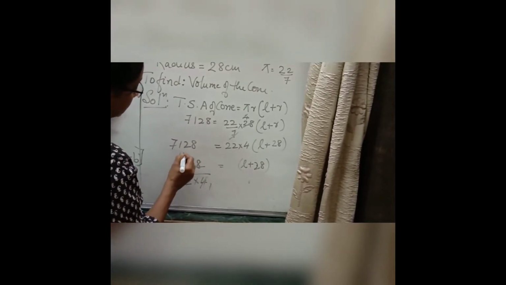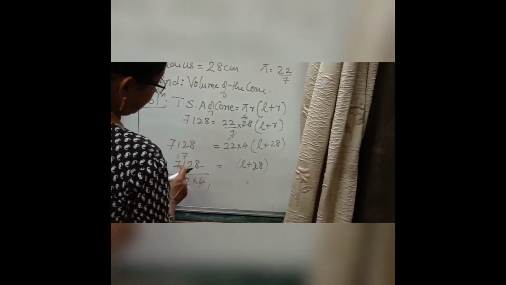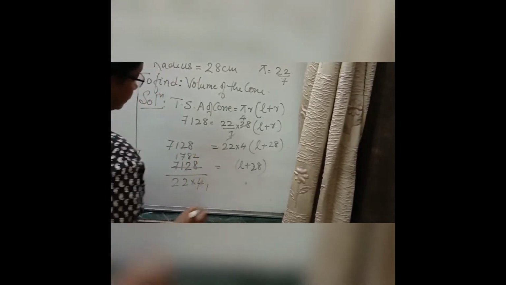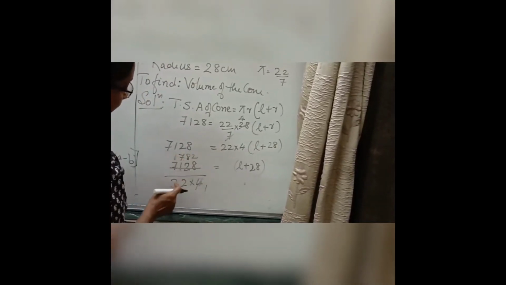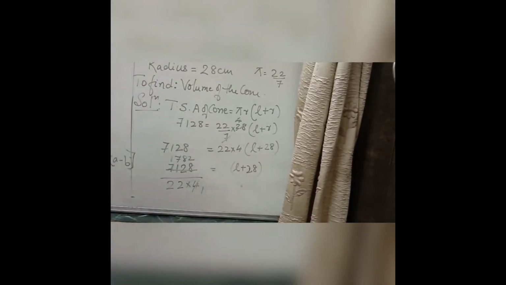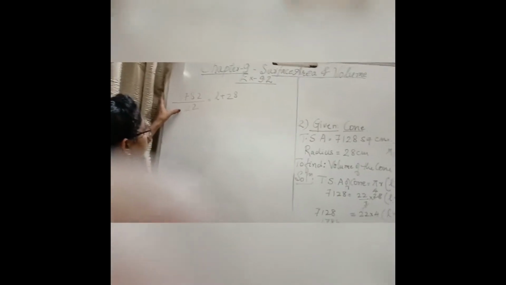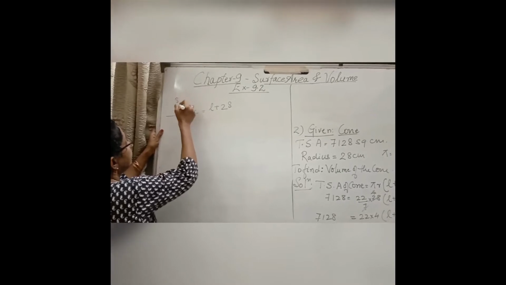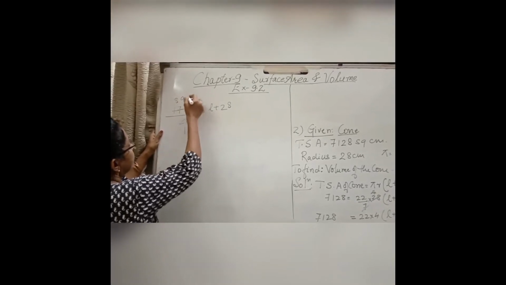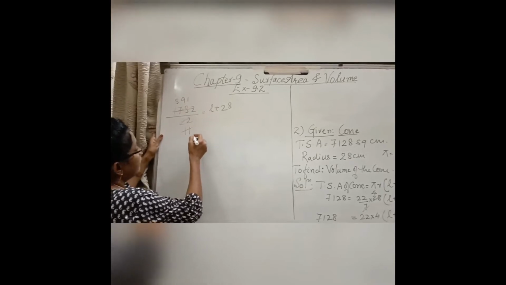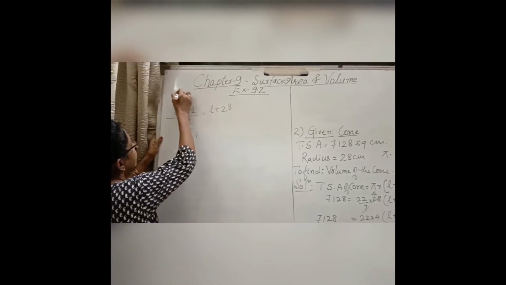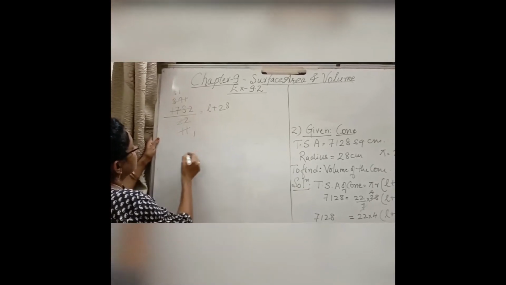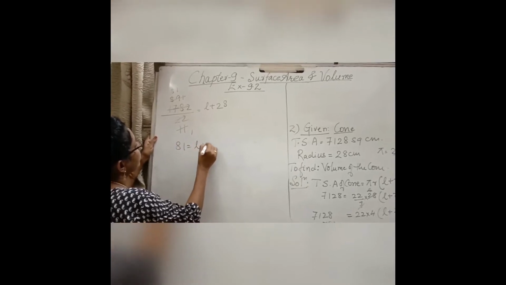Next is 1782 divided by 22. We will divide by 2. 2 11s are 22 and 2 8s are 16. 18 is 9 and 1. Now 11 divided by 11, 11 ones are 11, 11 8s are 88 and the remaining 11 ones are 11. So 81 is equal to L plus 28.